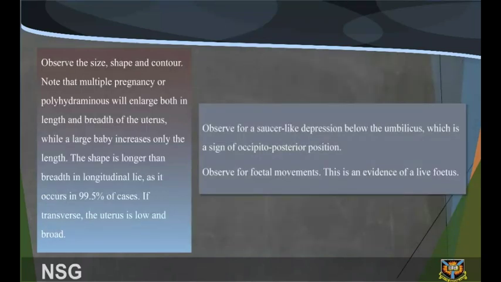Note that multiple pregnancy or polyhydramnios will enlarge both the length and breadth of the uterus, while a large baby increases only the length. The shape is longer than breadth in longitudinal lie, as it occurs in 99.5% of cases. If transverse, the uterus is low and broad. Observe for a saucer-like depression below the umbilicus, which is a sign of occipital posterior position. Observe for fetal movement. This is evidence of a live fetus.